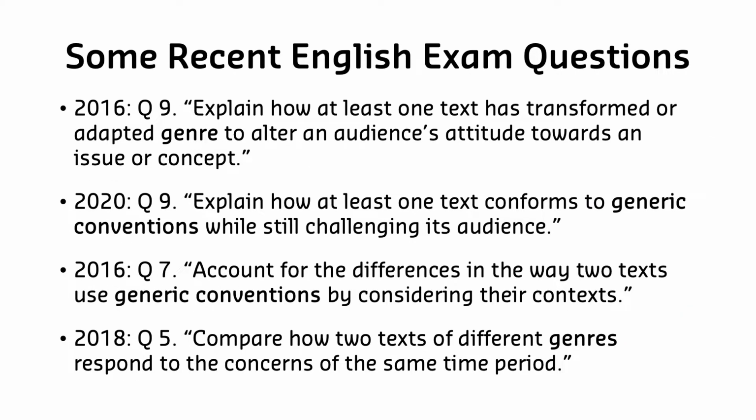Here is a selection of questions from recent past exams to show you that genre is definitely going to appear in the paper this year. 2016, question 9: Explain how at least one text has transformed or adapted genre to alter an audience's attitude towards an issue or concept. 2020, question 9: Explain how at least one text conforms to generic conventions while still challenging its audience. 2016, question 7: Account for the differences in the way 2 texts use generic conventions by considering their contexts. And 2018, question 5: compare how 2 texts of different genres respond to the concerns of the same time period. So genre is going to be there, whether we like it or not.